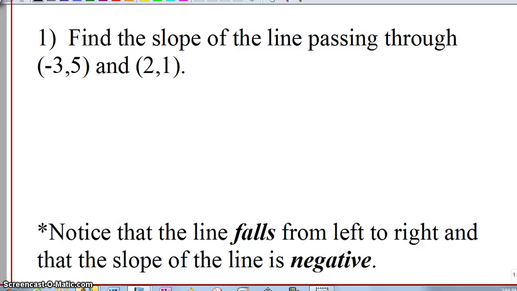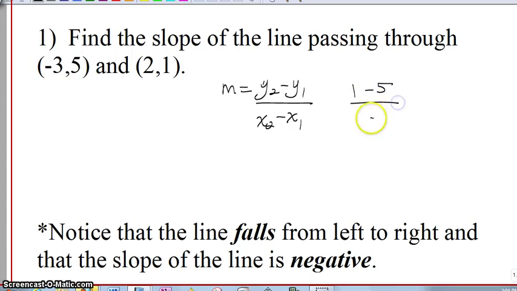The slope passing through -3, 5, and 2, 1. So we're going to use our formula, y2 minus y1 over x2 minus x1. So we've got 1 minus 5 divided by 2 minus -3. 1 minus 5 is -4. 2 minus -3 is 2 plus 3, or 5. So the slope of the line passing through -3, 5, and 2, 1 is -4/5.